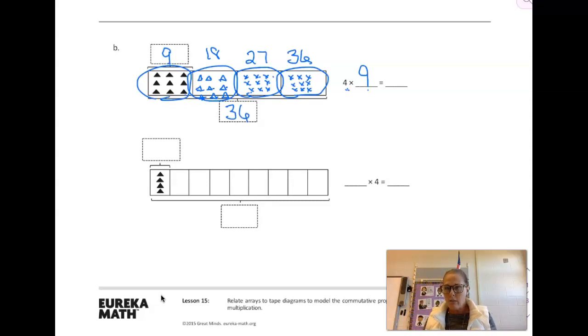Let's draw an array to represent this problem. So we have 4 groups. Here's my 4 groups, and we have 9 in each group.